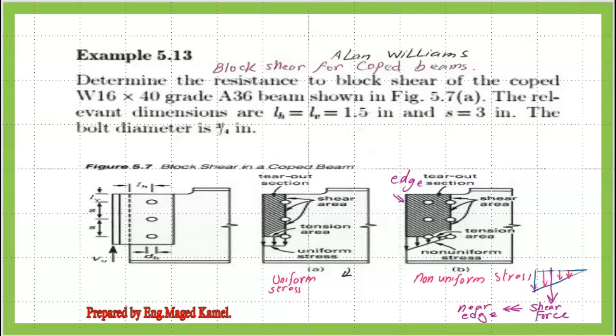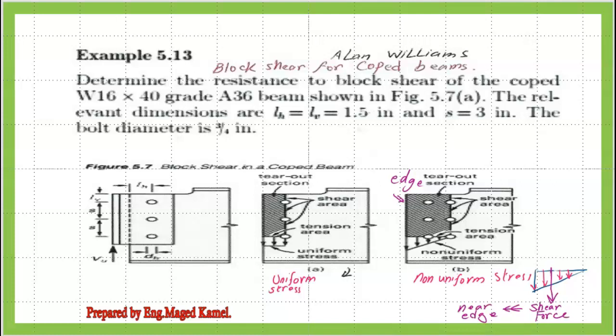This is a snapshot of the solved problem quoted from Professor Alan Williams' handbook, for which we are concerned with case A, which is a case where we have a uniform stress for tension, coefficient of reduction factor for block shear, or UBS, equals 1. In the solved problem, it is required to find the resistance to block shear, where we have a uniform stress distribution for tension force, shown in figure 5.7a.